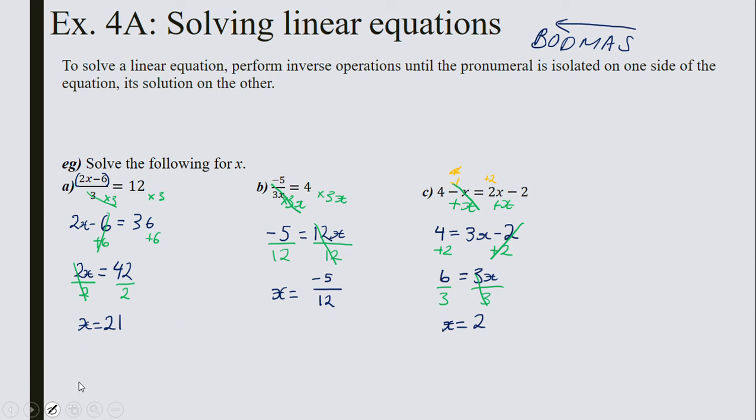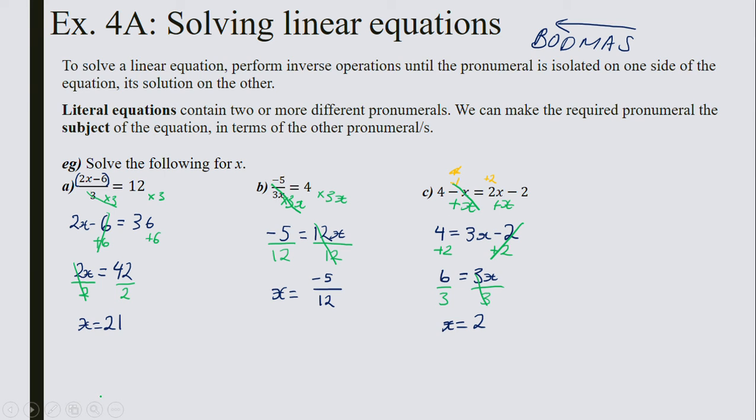All right, one more example. This time we're going to use a literal equation. Literal equations contain 2 or more different pronumerals. What that means is that when we solve for x, x will be in terms of other letters or pronumerals instead of just a number. So we're going to end up with a little more complicated looking answer, but we're using exactly the same steps we have been. So we'll give it a go.